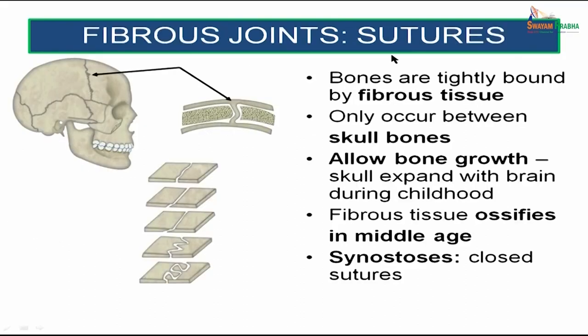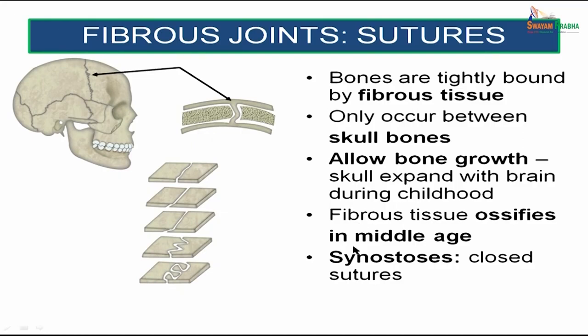So, sutures. What are sutures? Where do we get them? So, sutures are fibrous joints. They are found only in the joints of the skull. So, this is the skull and whatever joints we find here are mainly sutures. They allow bone growth. That is, they are primarily for growth of bone when the skull expands during childhood along with the growth of the brain.